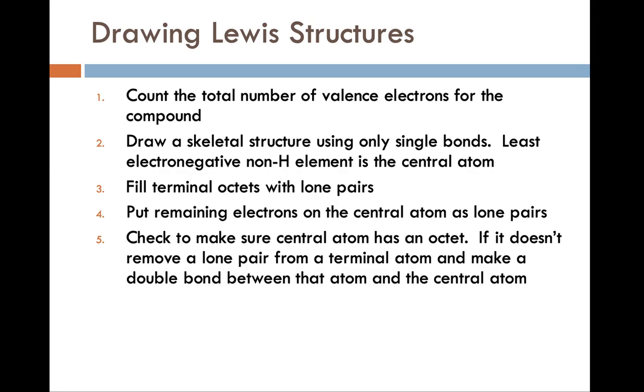It basically involves removing a lone pair from one of the outer atoms to then make that double bond, or that multiple bond, to the central atom instead. And like I said, we'll have some examples that will demonstrate this, and I think that will make it very clear what happens in these cases. But again, multiple bonds are only going to happen if that central atom is short of electrons and you don't have any left to put on it for lone pairs.